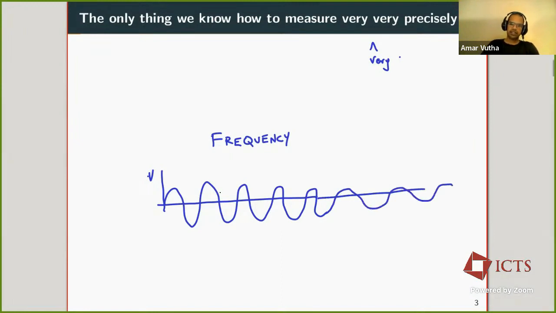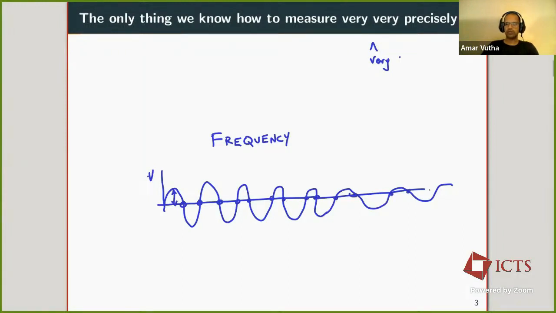Note the key thing: what we like measuring about oscillating waves is not necessarily the amplitude. The amplitude of a wave is not a great thing to measure. Instead, it's the frequency, or if you like, the number of zero crossings per unit time. That tends to be a more robust quantity to measure. That tends to be a nicer quantity to measure.